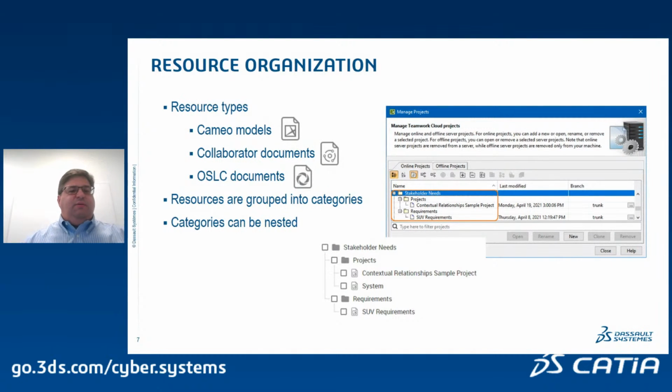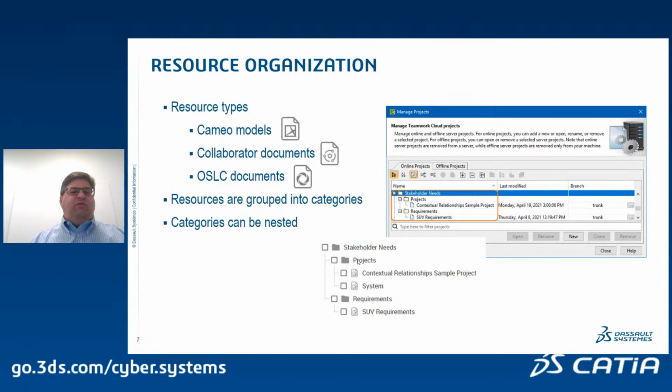Resource organization. Resource organization is all about how you store your models. Even if you were just to put them on a SharePoint or on a network drive, you have to come up with some way to organize all that data. So you would create directories and subdirectories. Well, that's what we're talking about here. Within Teamwork Cloud, we create categories. It's just like a directory. Inside that directory, you can nest other directories.